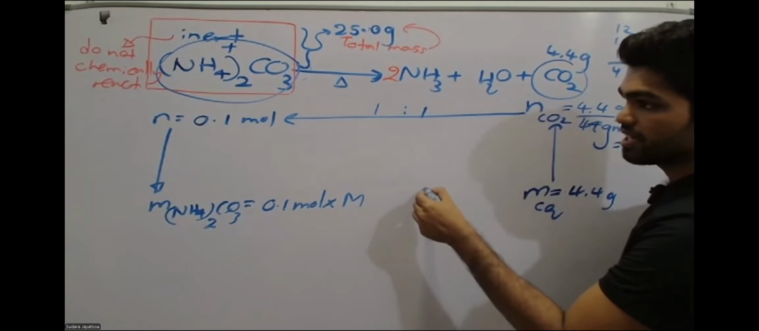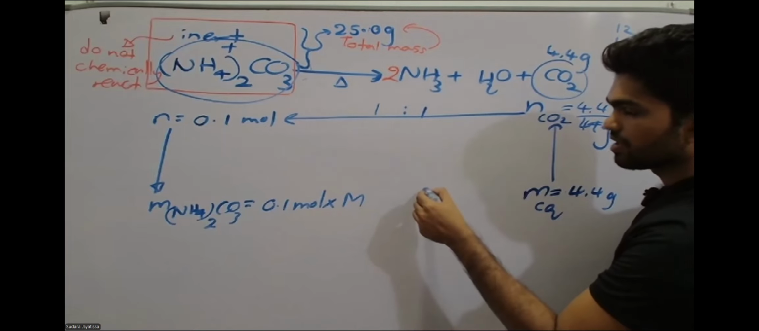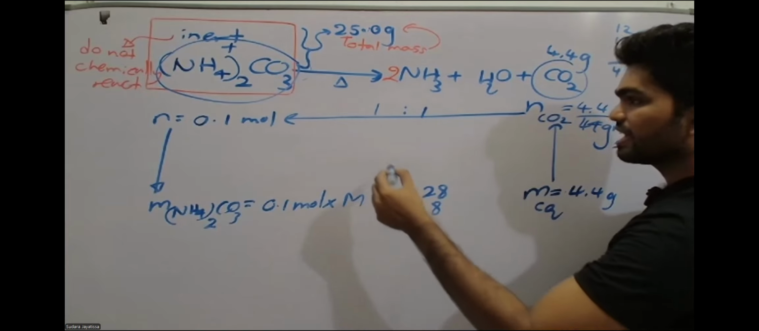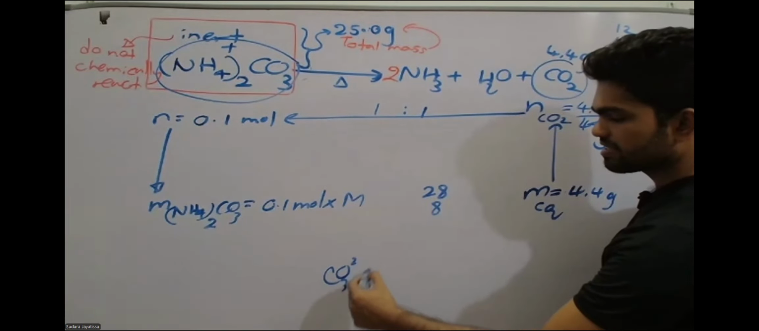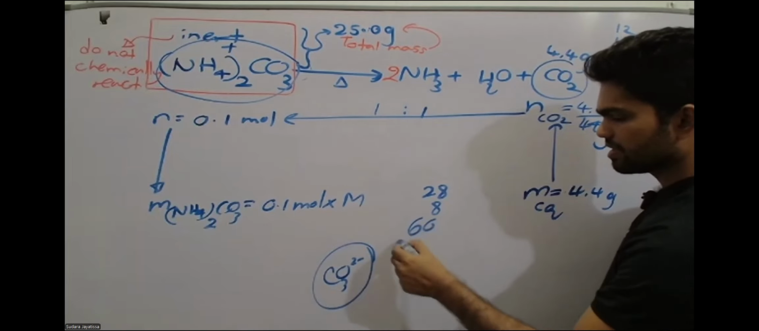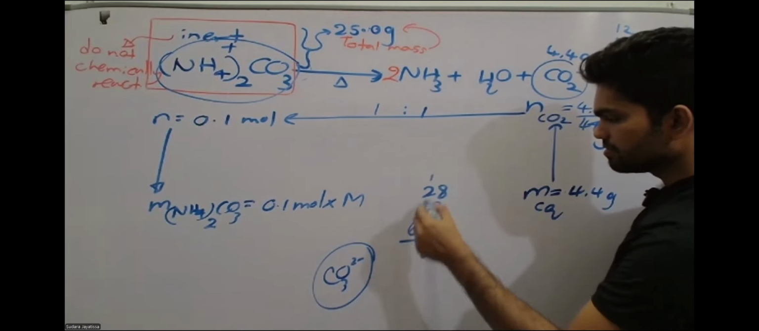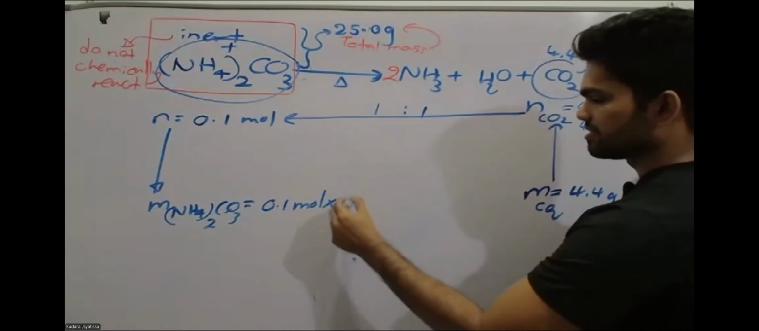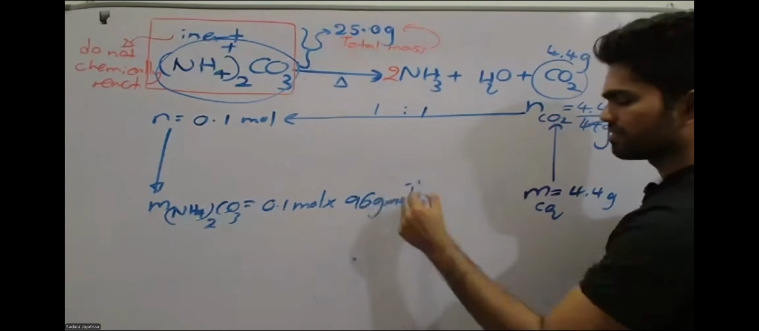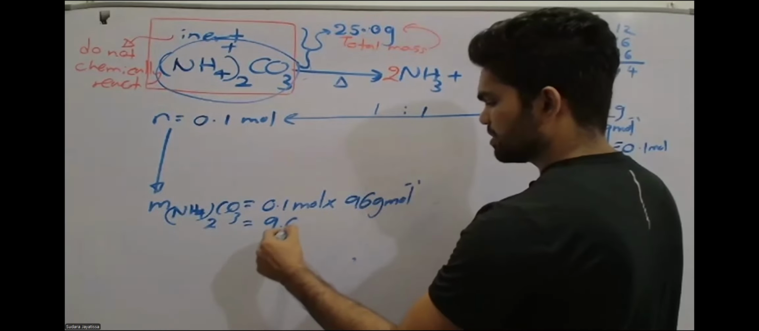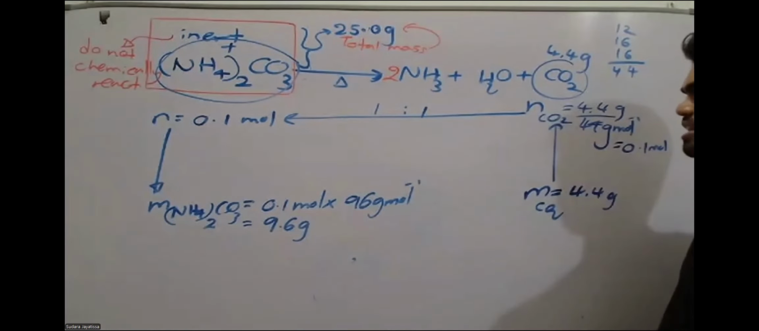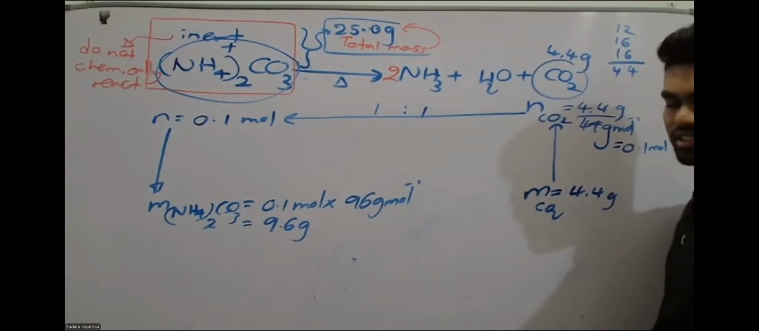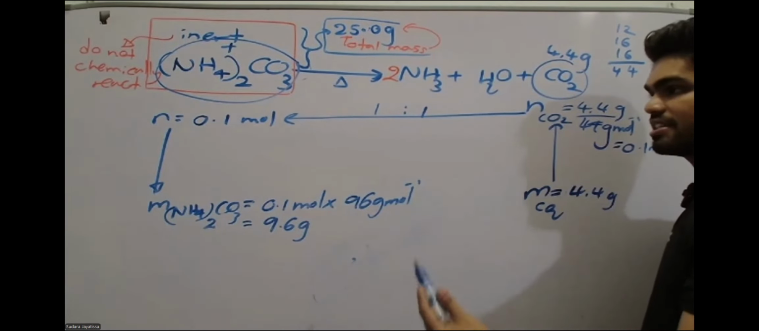So in ammonium carbonate, there are 2 nitrogen, 14 into 2 is 28, and there are 8 hydrogen, 8. And I told you earlier, carbonate, remember it as 60. So adding, 96 is the molar mass of this one. So you will get 9.6 grams. And see, out of 25 grams we had initially, only 9.6 is ammonium carbonate. The rest is inert.